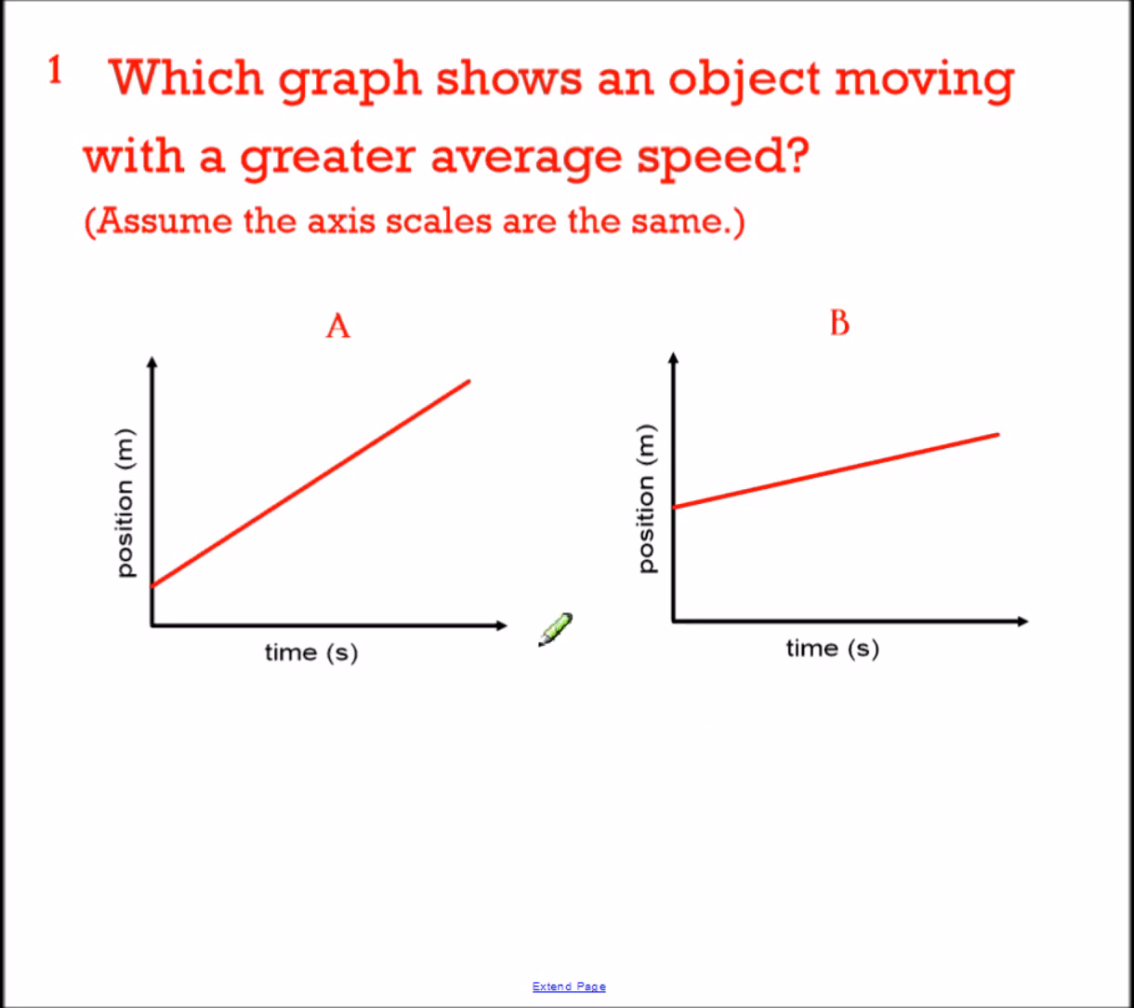Okay, so in this particular question, the right answer is letter A. The reason letter A shows an object moving with a greater average speed is simply that the slope of this line is greater than that slope. It was pretty important that we assume that the axis scales were the same, because that would indicate just by visual inspection that A had a greater slope than B did.